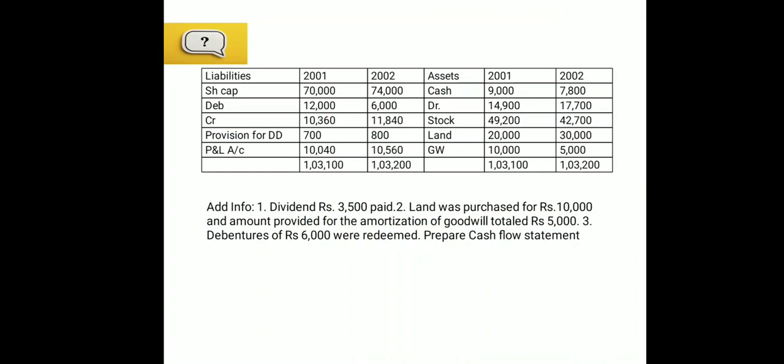Clear? Then we have goodwill in the question, 10,000 in 2001 and 5,000 in 2002. So we can see that it is a case of goodwill written off, and goodwill written off is a non-cash expense or loss. Clear? So the balance sheet is clear. Now moving towards the additional information. The very first additional information is that dividend of rupees 3,500 is paid.